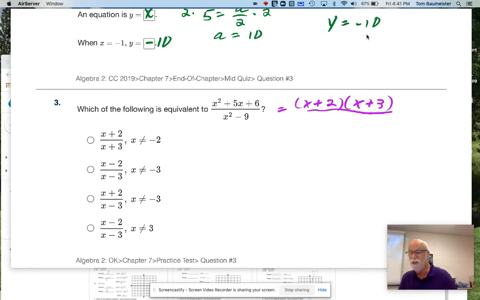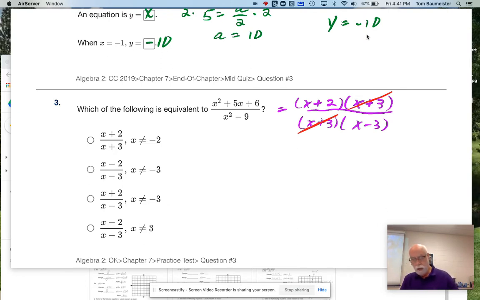The bottom one is a difference of squares, because it's x squared and 3 squared. So on that one there, we can write x plus 3, x minus 3. And now, what can we get rid of? What's the same on the top and the bottom? Because now we can get rid of stuff since we're multiplying. So we can get rid of that x plus 3. We can get rid of that x plus 3.